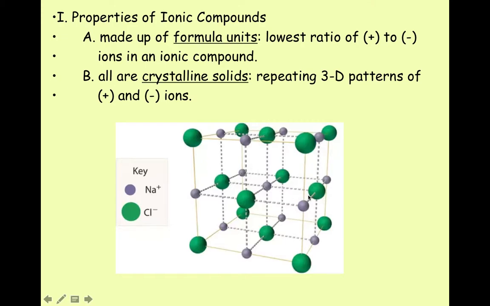And if you can imagine this picture going on longer, you would visualize every chlorine surrounded by 6 sodiums and every sodium surrounded by 6 chlorines. And that's exactly what would happen. And this block would go on in 3 dimensions for billions of atoms. And that's what a crystalline solid is, a solid with a repeating 3D pattern of positive and negative ions. So I want you to understand when we talk about the properties of ionic compounds, they come from the structure that we're seeing here.